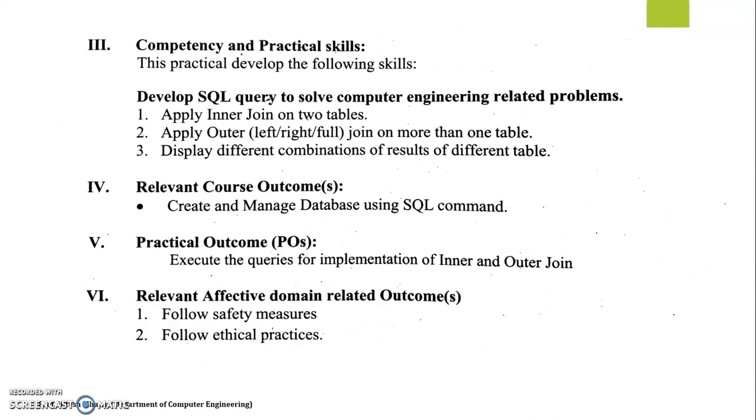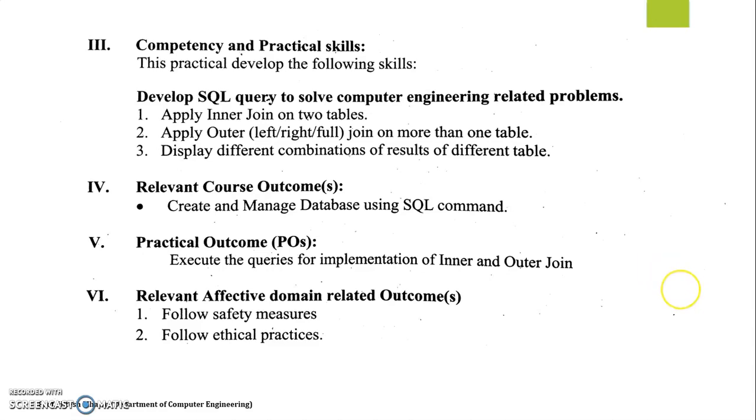Competency and practical skills: this practical will help to develop the following skills, that is applying the inner join on two tables, applying the outer join, that is the left, right and full join on more than one table, and displaying the different combinations of results of different tables. Relevant course outcomes: create and manage a database using SQL commands. Practical outcomes: execute the queries for the implementation of inner join and outer join.